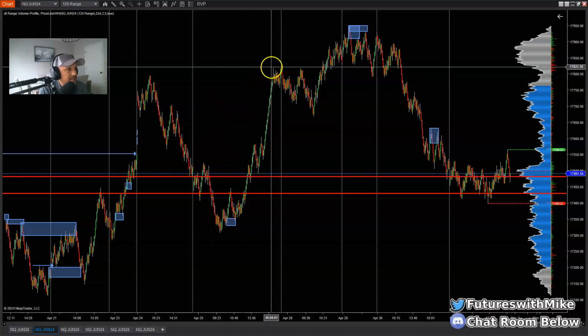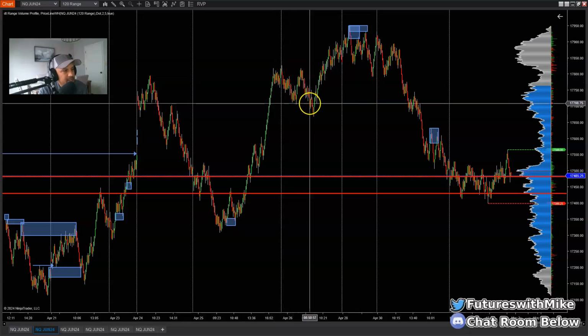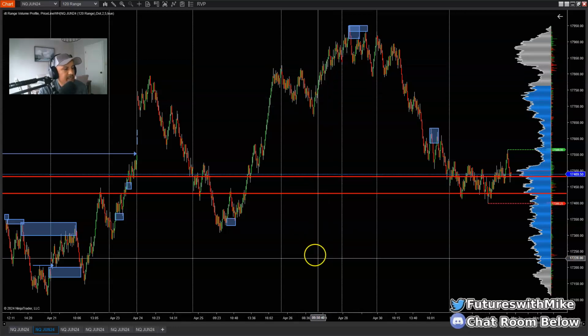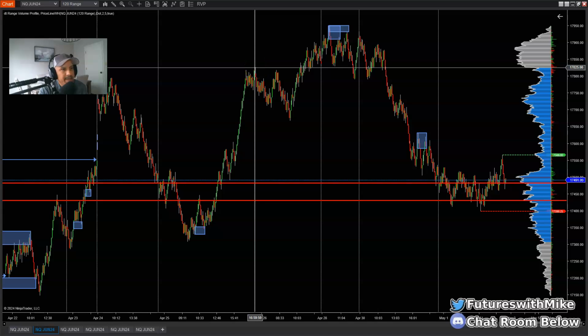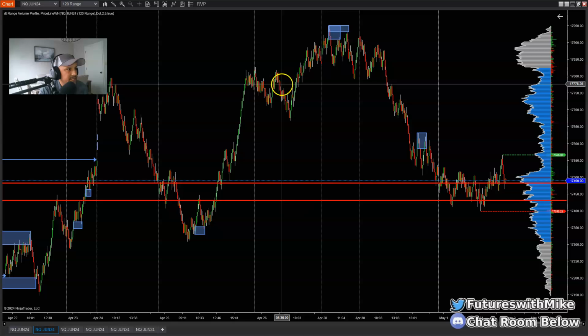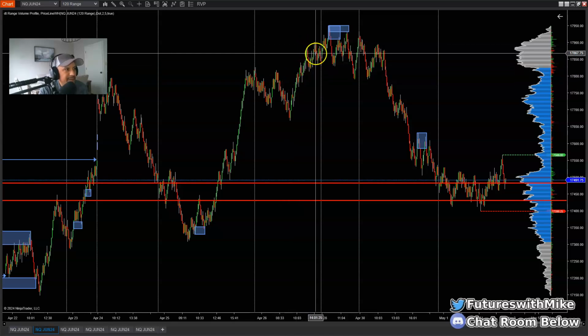So we broke structure to the upside, then it pulls back, and then it makes a slightly higher high here, okay? But then we fold back to the downside right here, and then it turns back up to the upside again, and what does it do? It takes out structure right here again back at 17,825. You see that? So then we started making little continuation moves back to the upside.